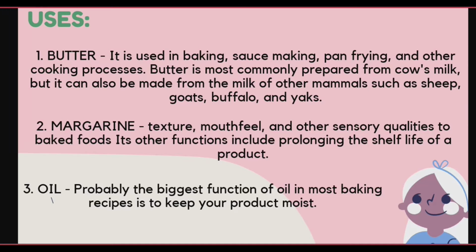Butter is most commonly prepared from cow's milk, but it can also be made from the milk of other mammals such as sheep, goats, buffalo, and yaks. Second, margarine. It adds texture, mouthfeel, and other sensory qualities to baked foods. Its other functions include prolonging the shelf life of a product. Lastly, oil. Probably the biggest function of oil in most baking recipes is to keep your product moist.